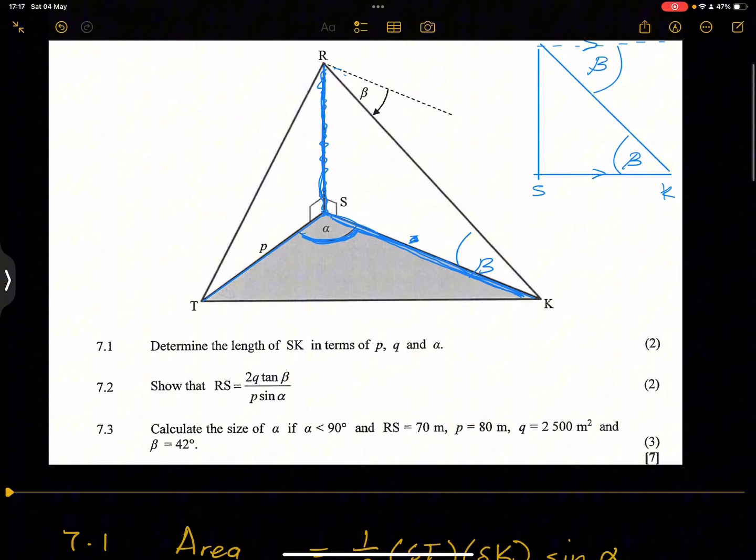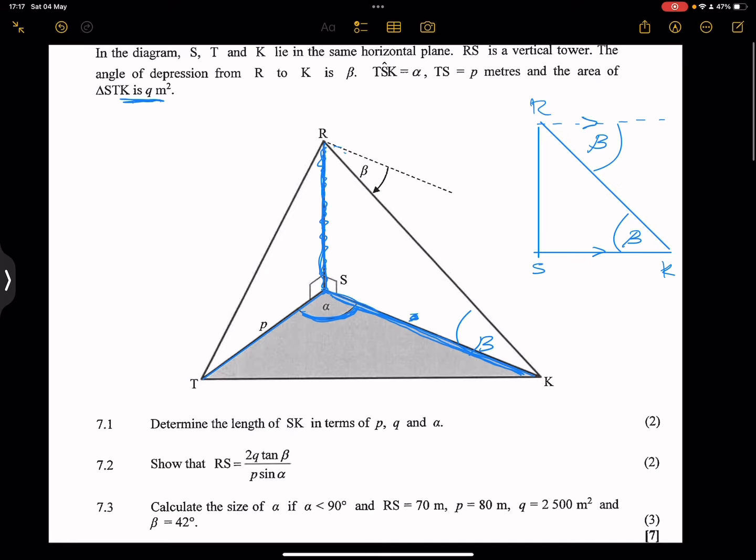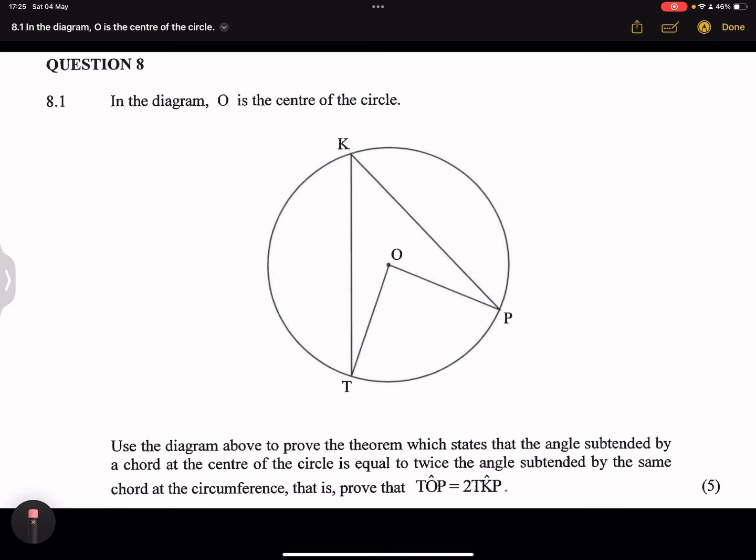And with that, we conclude question 7. Right, so going into question 8, they say in the diagram, O is the center of the circle. They say use the diagram above to prove the theorem which states that the angle subtended by a chord at the center of the circle is equal to twice the angle subtended by the same chord at the circumference. That is, prove that TOP is 2 times TKP. So we're just proving the theorem that says angle at center is equal to twice angle at circumference.